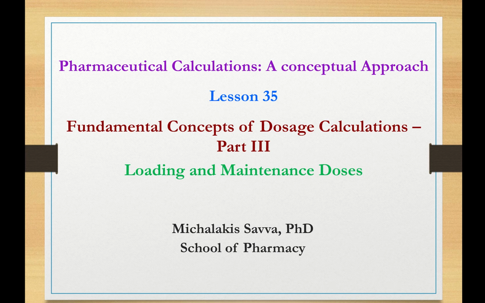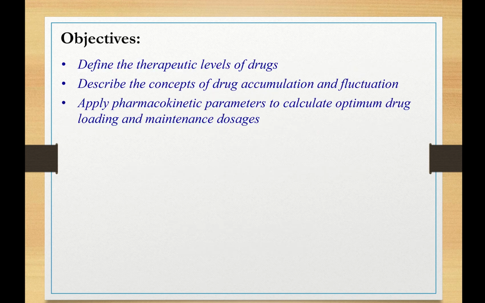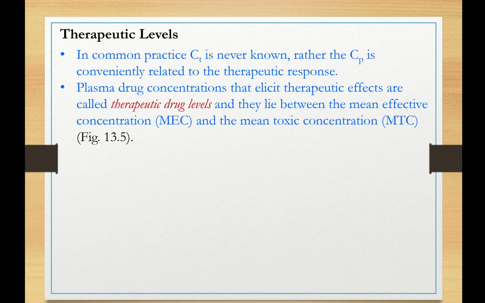Welcome to Pharmaceutical Calculations, a conceptual approach, Lesson 35, Fundamental Concepts of Dosage Calculations, Part 3, Loading and Maintenance Doses. Our objectives for today are to define the therapeutic levels of drugs, describe the concepts of drug accumulation and fluctuation, and of course our ultimate goal is to use the therapeutic level of drugs along with other pharmacokinetic parameters like the volume of distribution and clearance to calculate optimum drug loading and maintenance dosages.